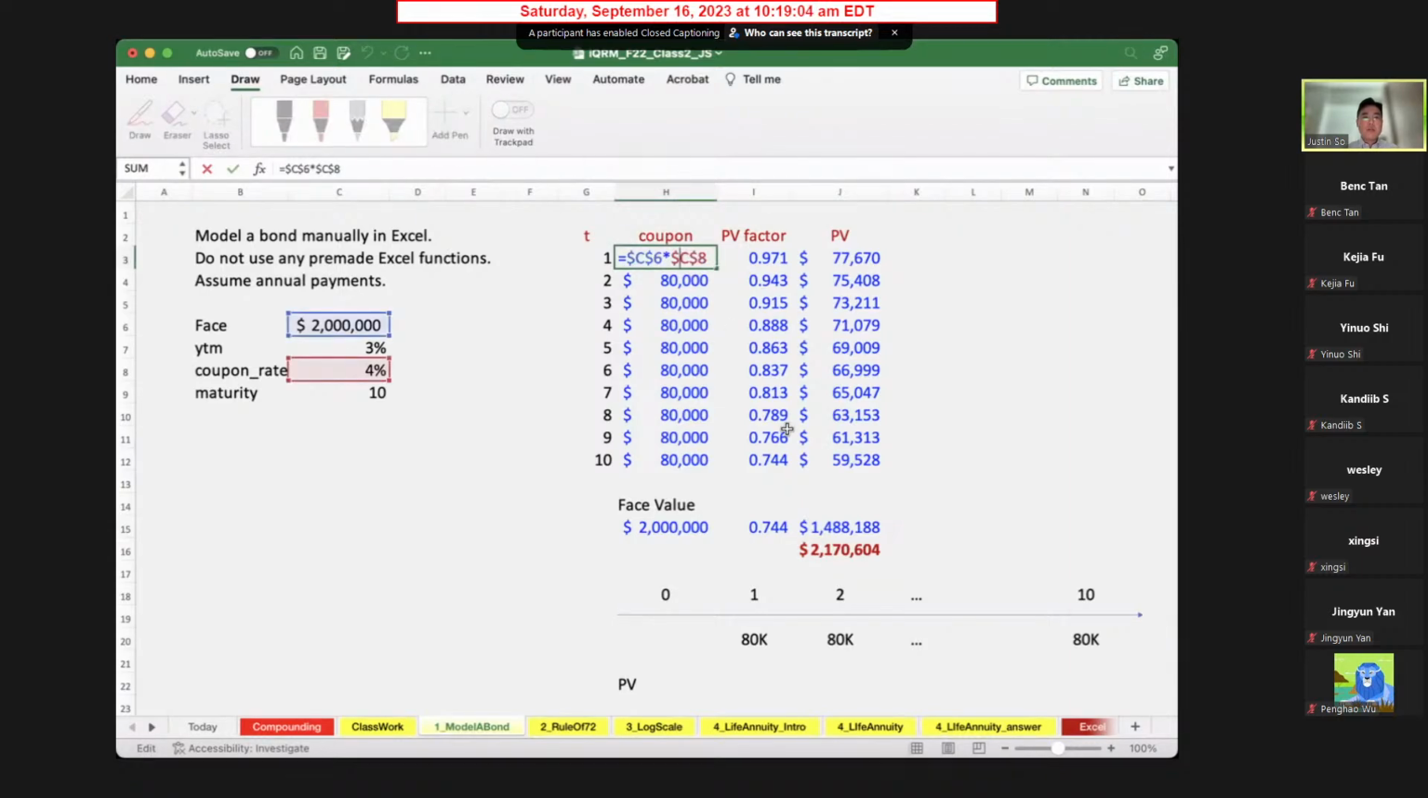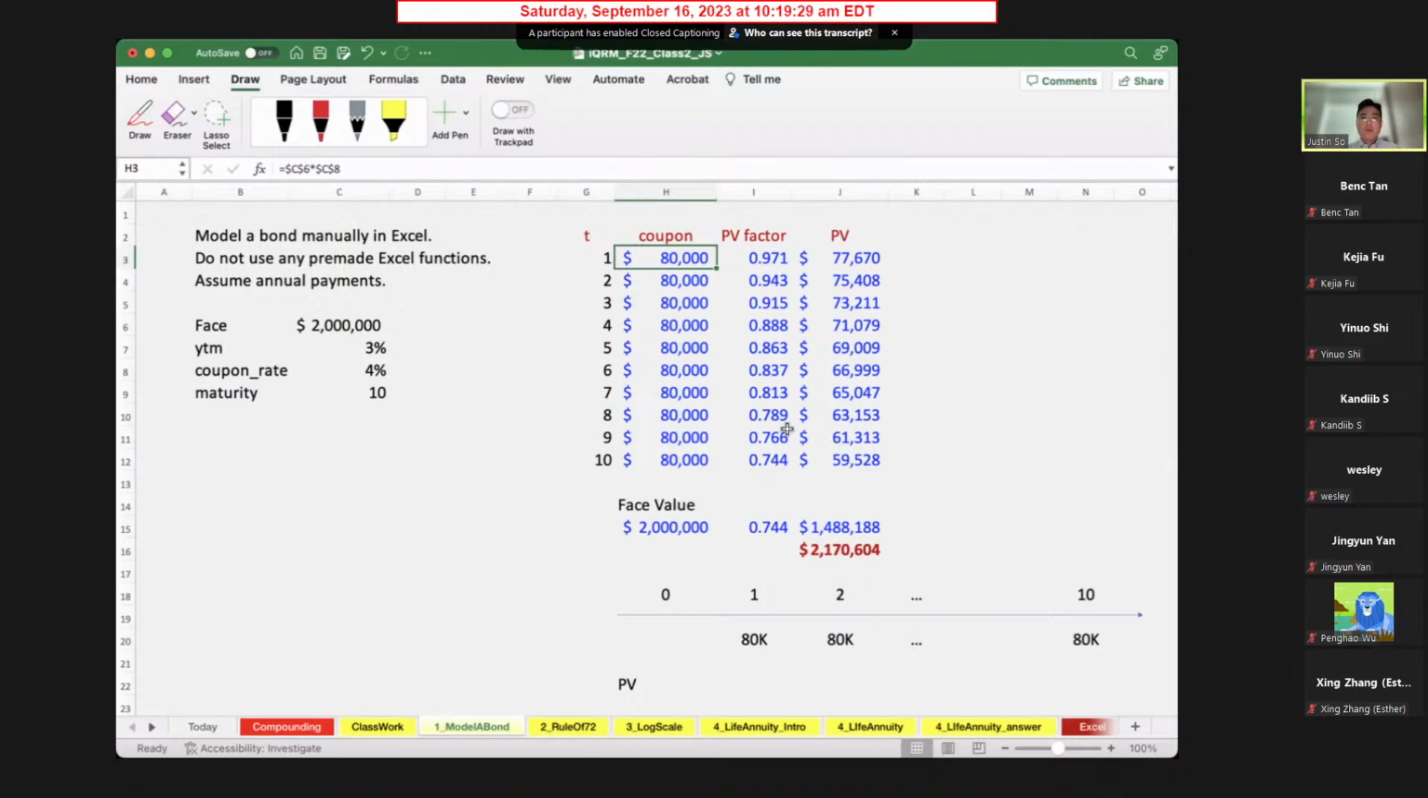From the face value, the coupon rate is applied. Because this is an annual coupon, you just get $80,000 every year. In reality, the semi-annual coupon is much more common, so you're going to get like $40,000 every 6 months. But in our example, $80,000 for simplicity.